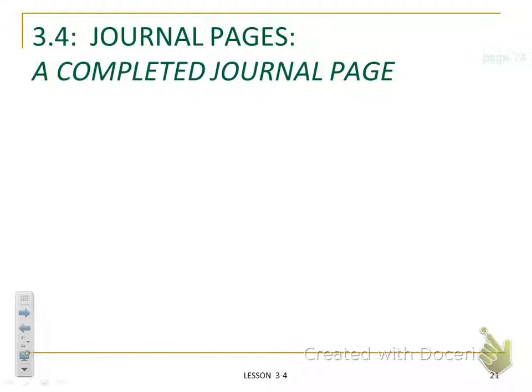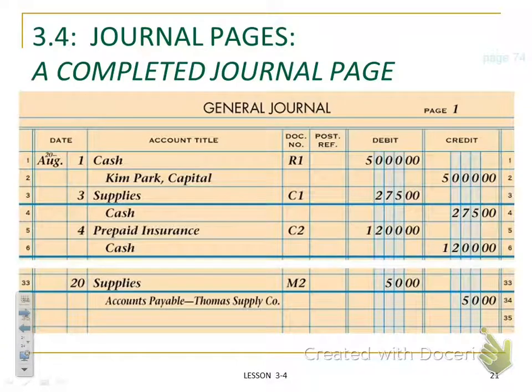First, when we have a completed journal page, a couple of things to keep in mind. When we get to the bottom of the general journal page, if you see the top half of this page, you see the dates August 1st, August 3rd, August 4th, and so on, a little gap, and then we scroll down and we see that we're at the 20th, and we see that supplies were debited and accounts payable were credited. We see that we're on page 1. We also see that we only have one line left on this page. We don't have two lines left.